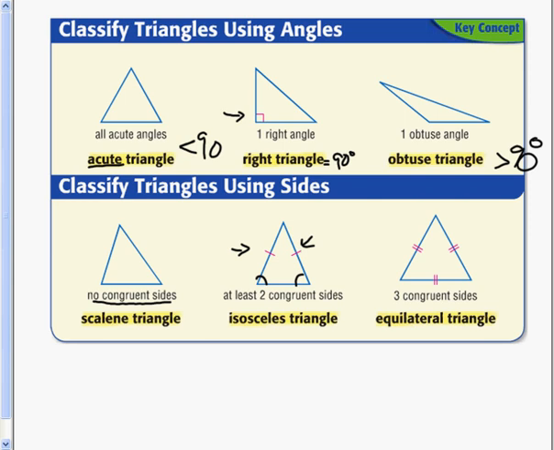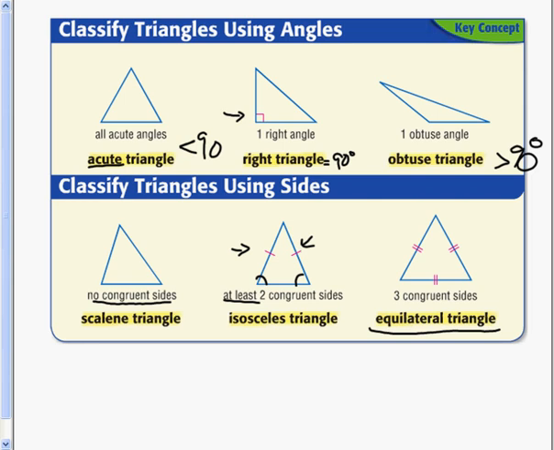Lastly, there's an equilateral triangle. This can also be considered an isosceles triangle because of the phrasing that an isosceles has at least two. So if you had three, you could still be considered isosceles, but we would also more specifically call that an equilateral triangle.